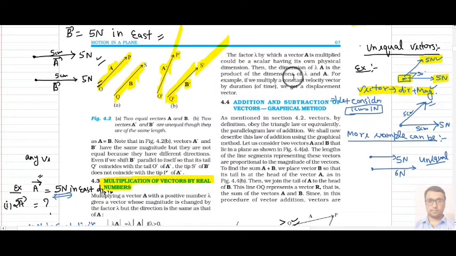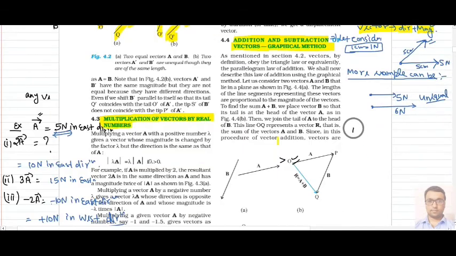Now we will move to the next important topic, that is addition and subtraction of vectors by graphical method. How will we add two vectors or subtract any two vectors? Here you can see that addition of vectors is made with the help of two methods. One is the law of triangle, and the second is the law of parallelogram.